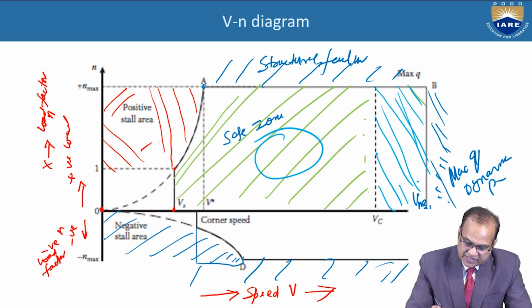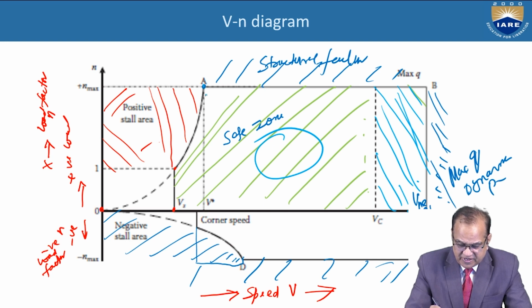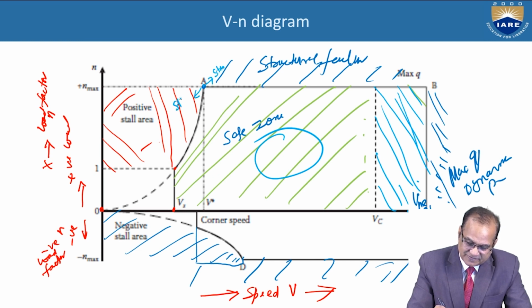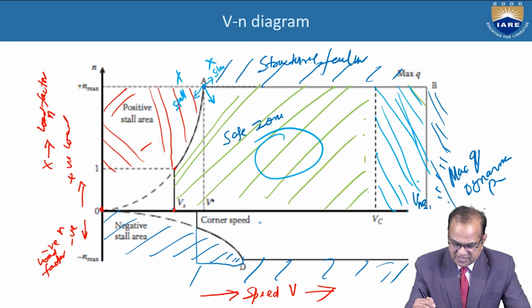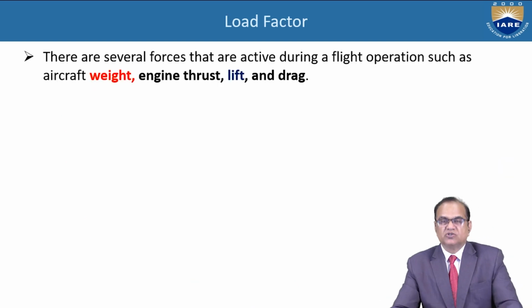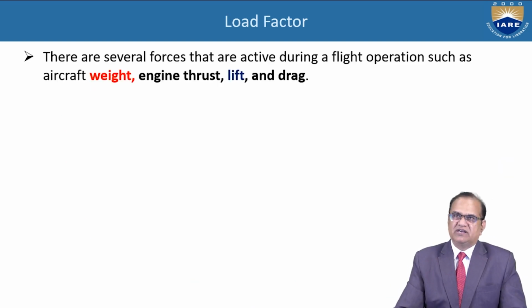So this is A, the corner velocity, and this is very important because if you exceed it, your structure will be damaged. If you decrease, stall will happen. So you have to fly in this zone, not in this or this. This is the stall speed here. This is the V star corner speed, VC and VD. So now we will discuss all these things.